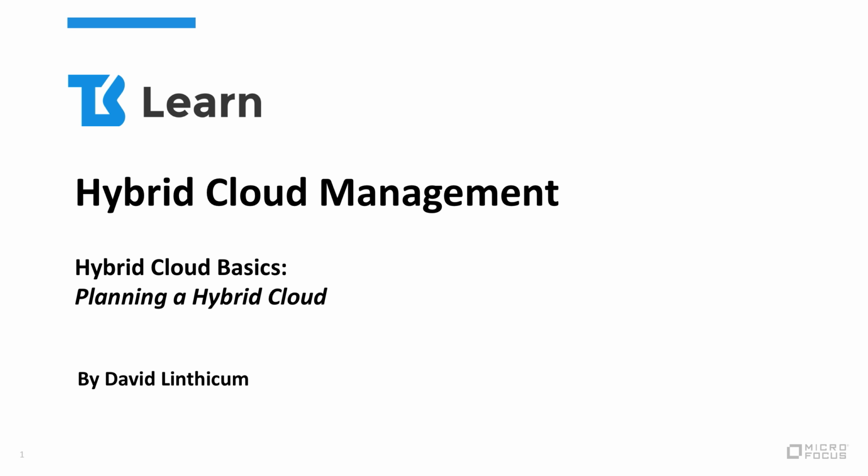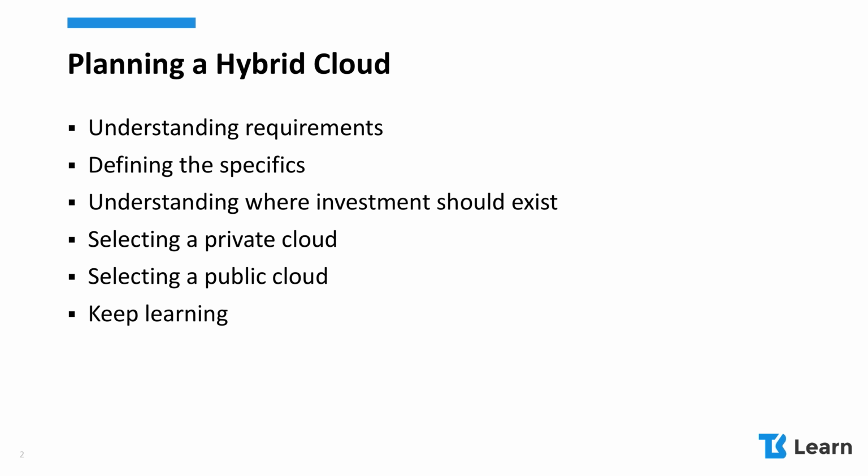So let's talk about planning for a hybrid cloud and some of the basics. There are a few things that you need to consider. Number one, understanding your own requirements. Number two, defining specifics. Number three, understanding where your investment should exist. Number four, selecting a private cloud. Number five, selecting a public cloud. And then how you keep learning.